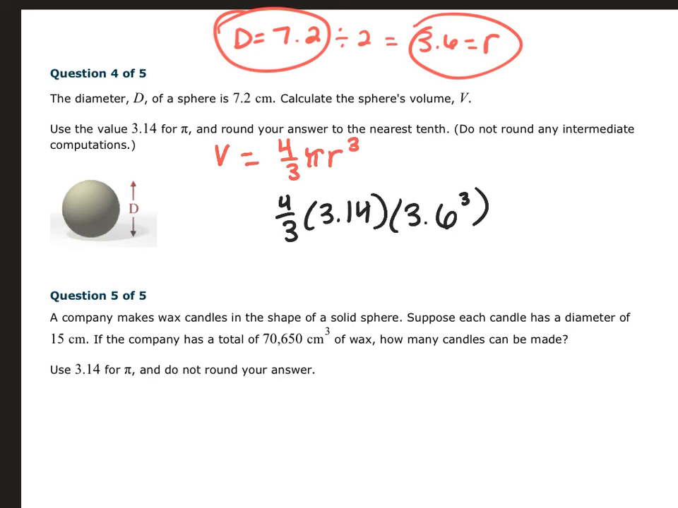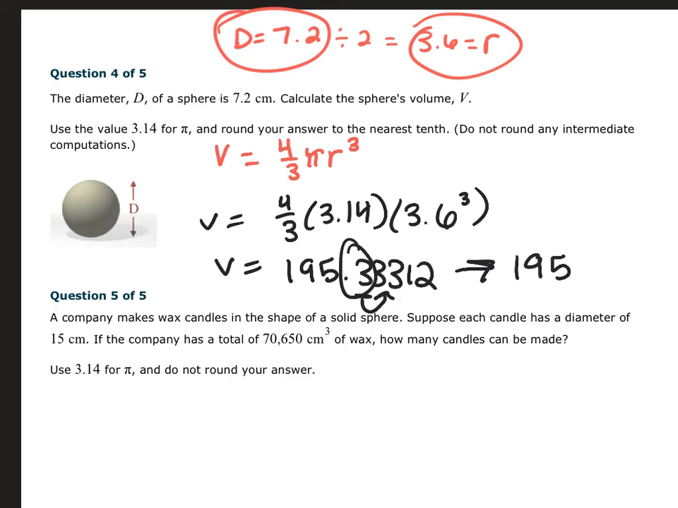And when you press enter, what I got on my calculator is 195.33312. But it tells us to round to the nearest tenth. So again, I'm going to look at that first decimal place, 1 to the right, 4 or less, let it rest, 5 or more, add 1 more. That 3 is below 4, so I'm going to let this 3 rest. So my final answer is 195.3 centimeters. Sorry about that. Centimeters cubed, because we are dealing with volume.